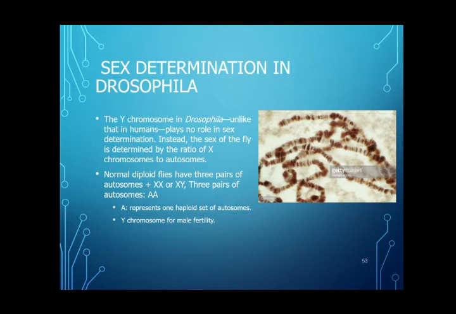Sex determination in Drosophila. The Y chromosome in Drosophila, unlike in a human, plays no role in sex determination. Instead, the sex of the fly is determined by the ratio of X chromosomes to autosomes. Normal flies would have 3 pairs of autosomes, XX or XY, 3 pairs of autosomes, AA. A represents one haploid set of autosomes. The Y chromosome is for male fertility.